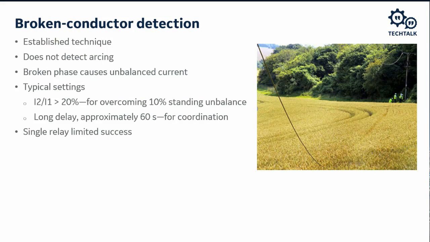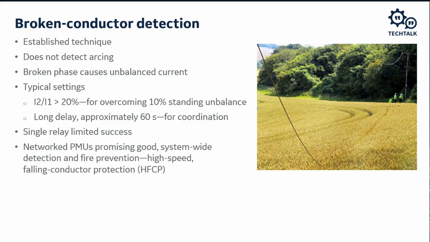However, there is some recent technology proving to be very promising. It uses networked phasor measurement units, PMUs, that detect a change in impedance. The PMUs report into a central system-wide monitoring gateway. We call this high-speed falling conductor protection, and it has promising results. I presented this topic in a tech talk earlier this year.